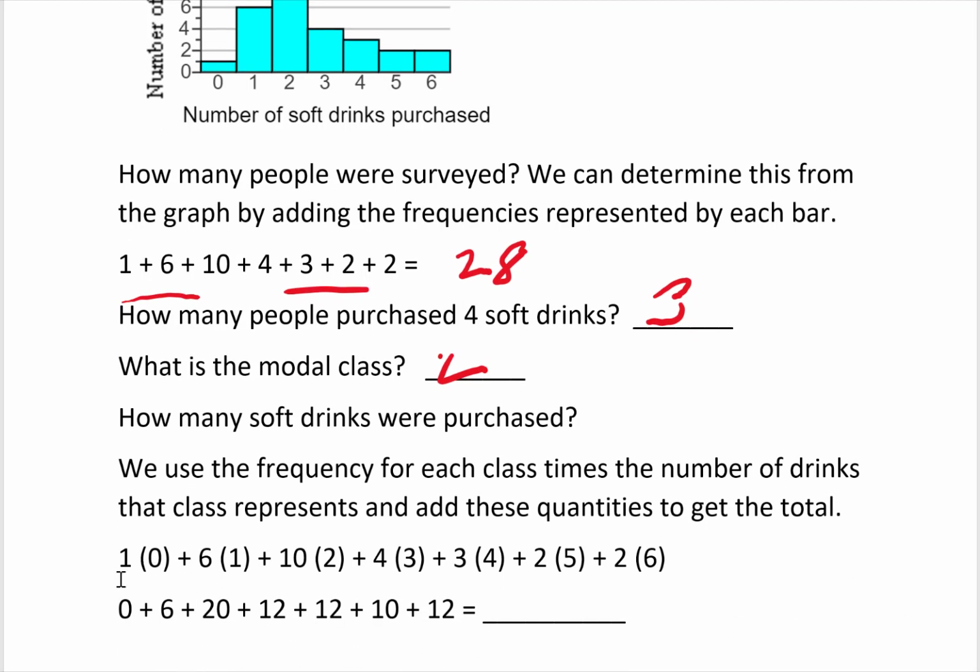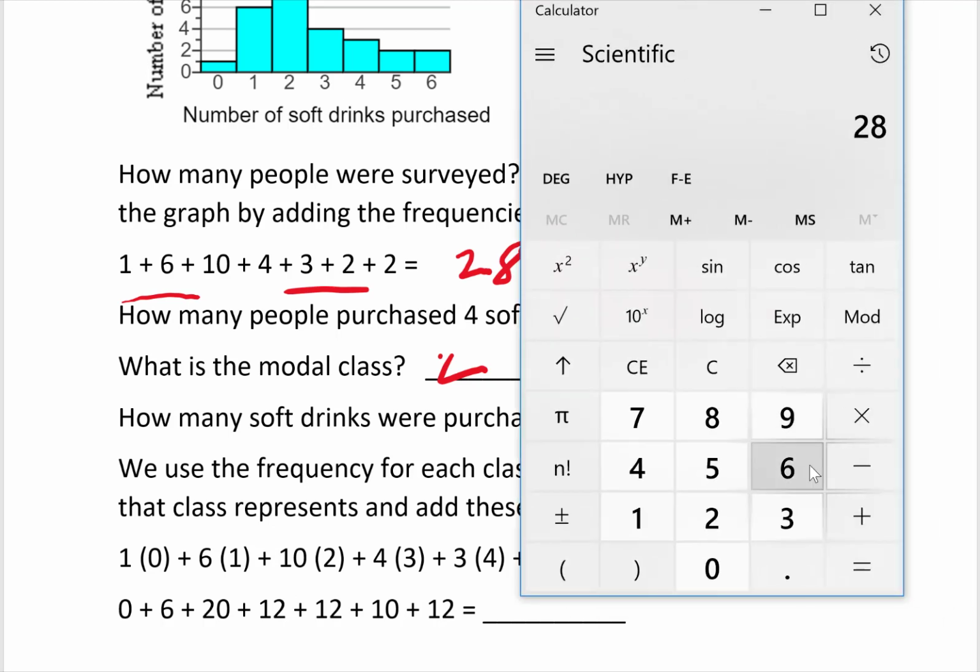Now what we need to do is put in how much each class represents, and I did that right down here. So a frequency of 1 was no drinks, a frequency of 6 was 1 drink, a frequency of 10 was 2 drinks, a frequency of 4 was 3 drinks, and so forth. And I went ahead and found those products. Then in my calculator I'm going to add together all those numbers shown there. So I've got a 0 plus a 6 plus a 20 plus a 12 plus another 12 plus a 10 plus a 12.